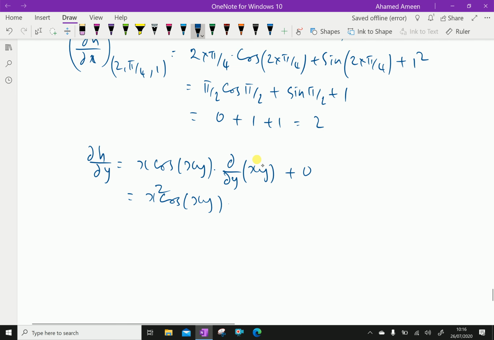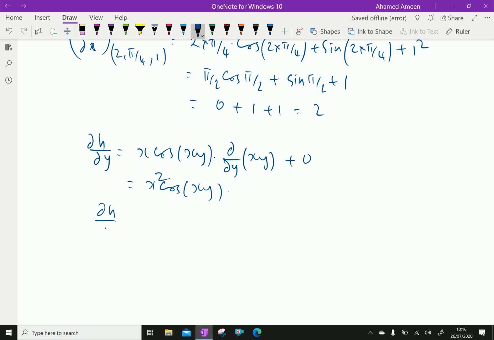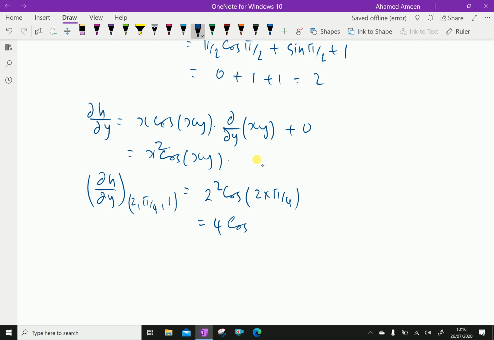So put ∂h/∂y at the point (2, π/4, 1). x squared is 2 squared, times cos(xy), where xy is 2 times π/4, which is equal to 4 cos(π/2), which is equal to 4 times 0, equal to 0.